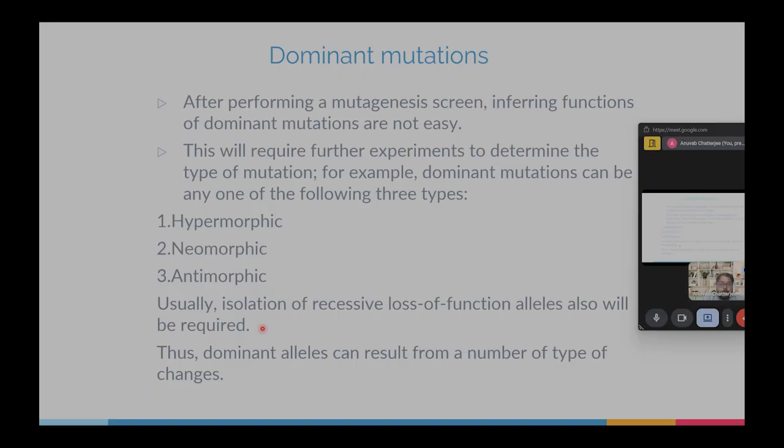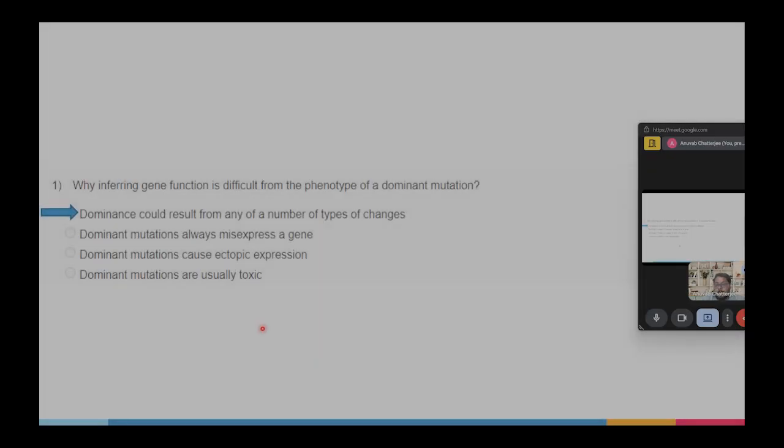So with dominant mutations which are evident in the F1 generation, you cannot figure anything out. You need a loss of function recessive mutation to actually figure out what exactly is going on. Dominance could result in any number of types of changes, and you will not be able to figure out what the function of the original gene was. You have to find a loss of function allele for that gene, and then you go from there.